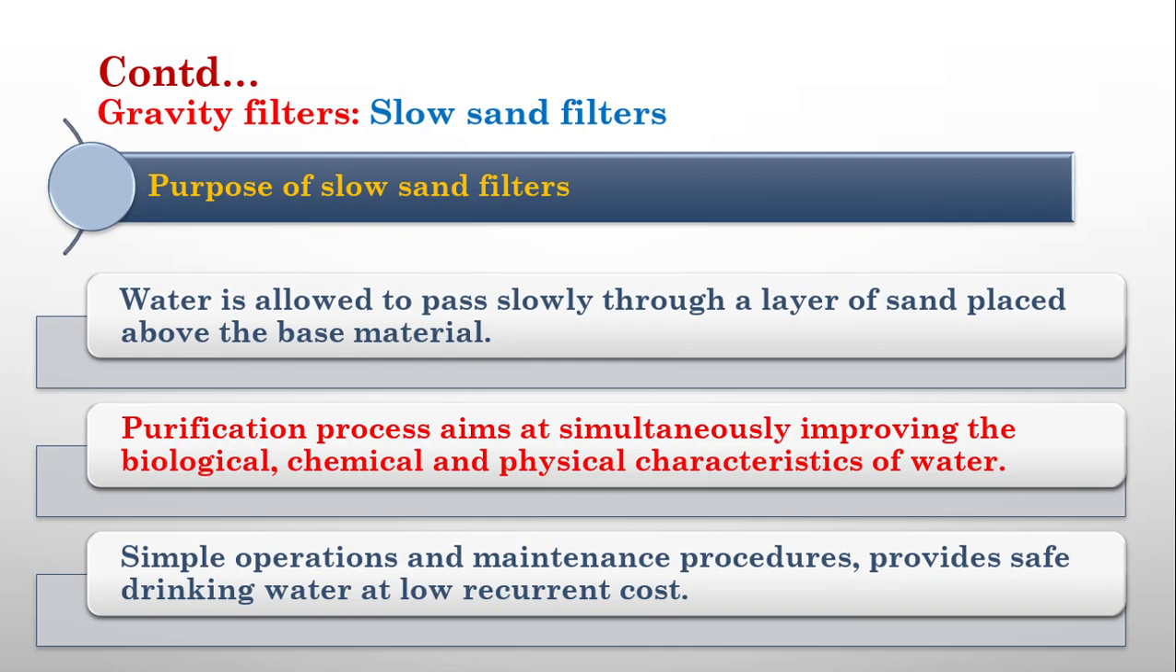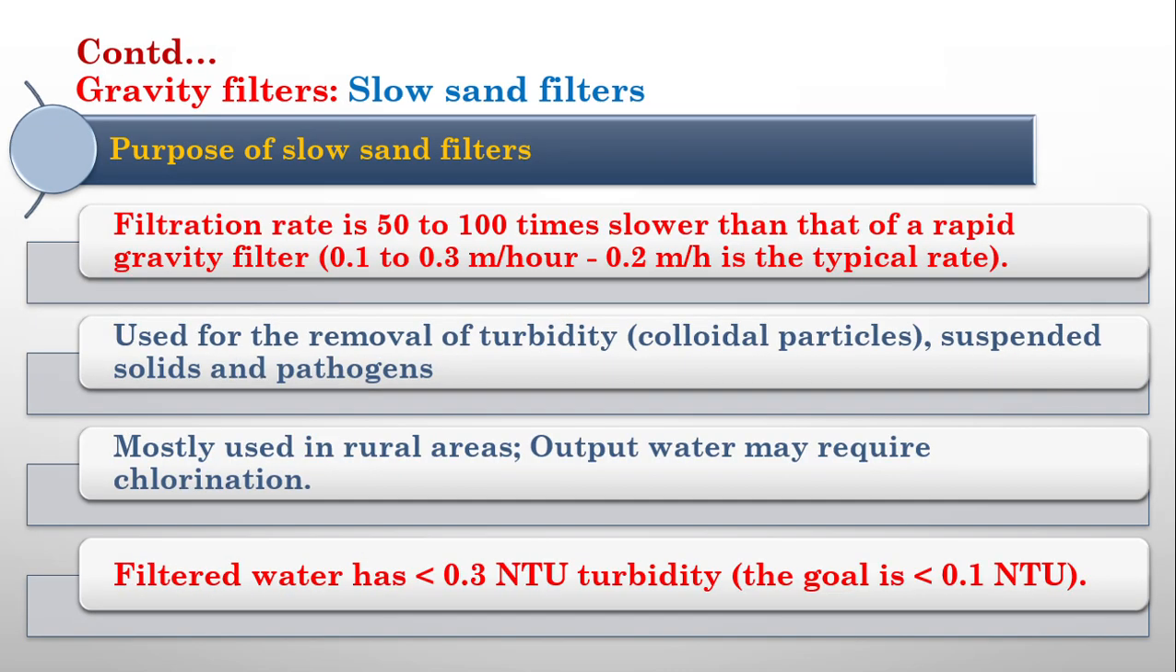First one is the slow sand filter. The slow sand filter is a common filter used for removing bacteria, chemical impurities, other biological organisms and suspended materials present in water. All these can be removed by means of this slow sand filter. Water is allowed to pass slowly through a layer of sand placed above the base material. So we are allowing the water to pass through the sand or any filtering material. That is what occurs here. And it filters 50 to 100 times slower than a rapid gravity filter.